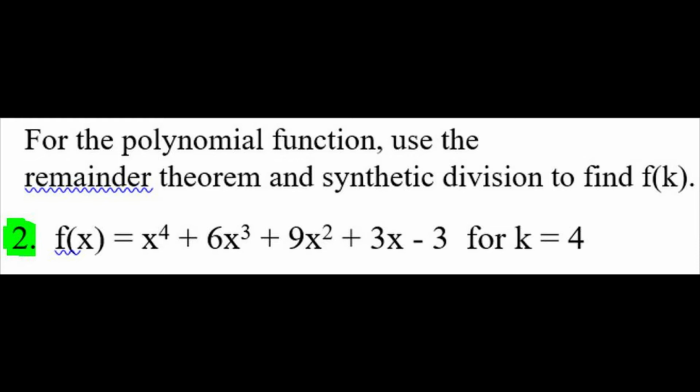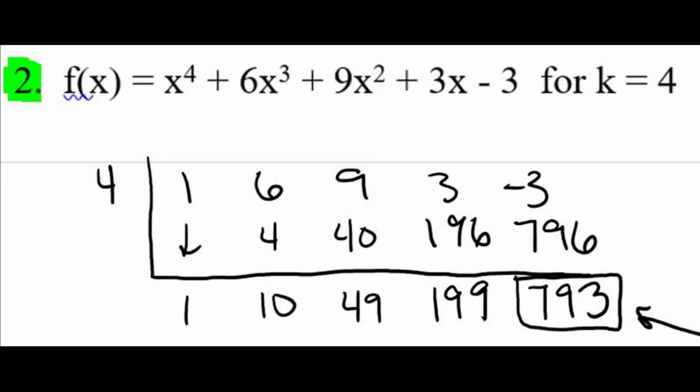Okay, so for this, they just give you k. They don't give it to you in a binomial form. They just give you the number. So that's what goes out front. We take all the coefficients off our polynomial and put them across the top. Drop the 1, multiply by 4, add them up, and then eventually we get a remainder of 793. Check my math on that. Make sure yours is agreeing with it, but that's what I got.